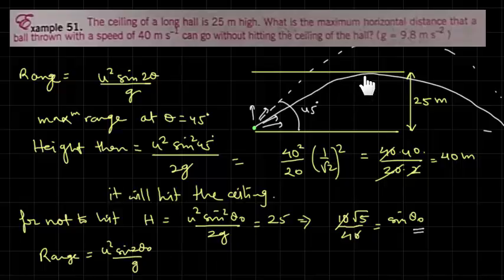What we know now is that the height of the projectile is 25 meters. We also know the formula for the height of a projectile: u squared sin squared theta by 2g, which is equal to 25. Solving this, we get sin theta naught equal to root 5 by 4. Therefore range is u squared sin 2 theta naught by g. We already know u squared and g, so we can find the range. It needs some calculation, because sin 2 theta you need to write as 2 sin theta cos theta. Sin theta you can write directly, and cos theta is the square root of 1 minus sin squared theta. Solving all that, you will get the final range.